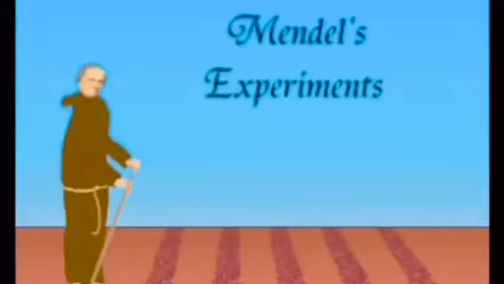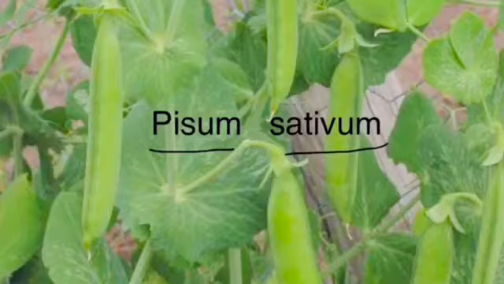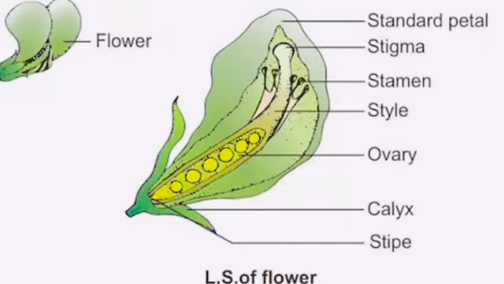Good morning, class. Today we are going to learn Mendel's first experiment. Why did he choose garden peas? Because it has bisexual flowers, which were easily available for him in his locality.